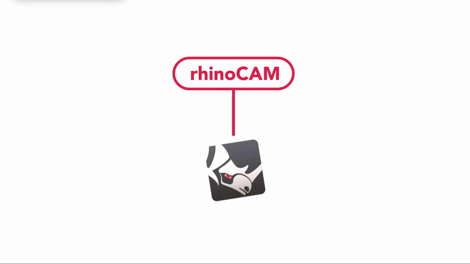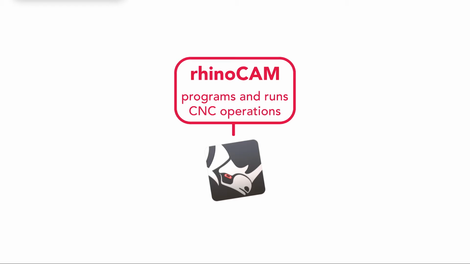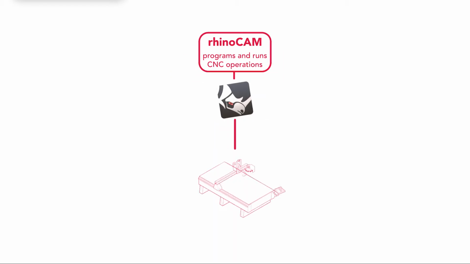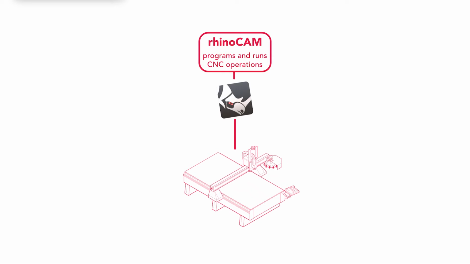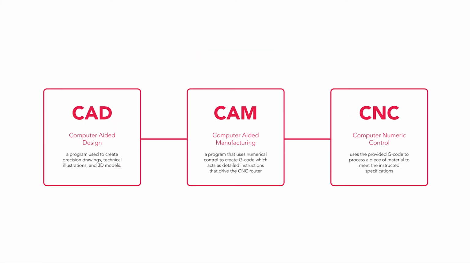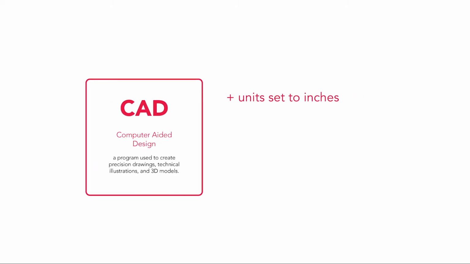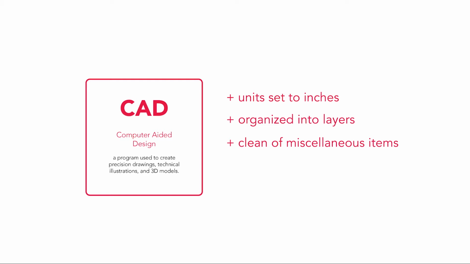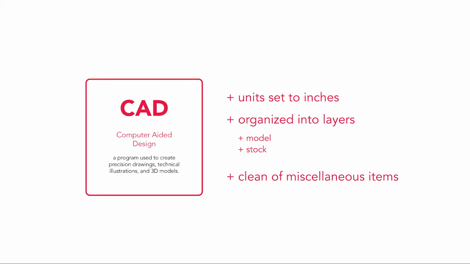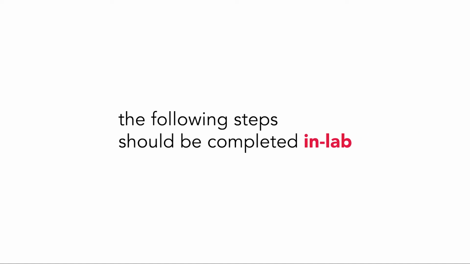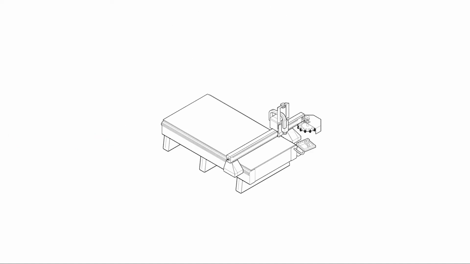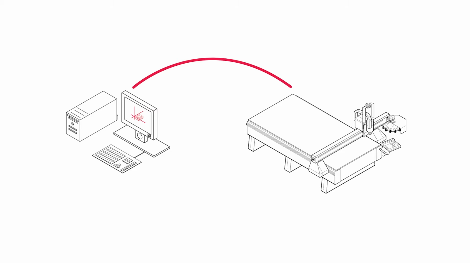The Design and Technology Lab uses this software to program and run CNC operations directly on the Multicam CNC. Assuming that your CAD file meets all the requirements from the previous video, it should be set to inches, organized into layers, and clean of any miscellaneous items outside of your model, stock, and control geometries. The following steps should be completed in lab on the CNC router's dedicated computer.